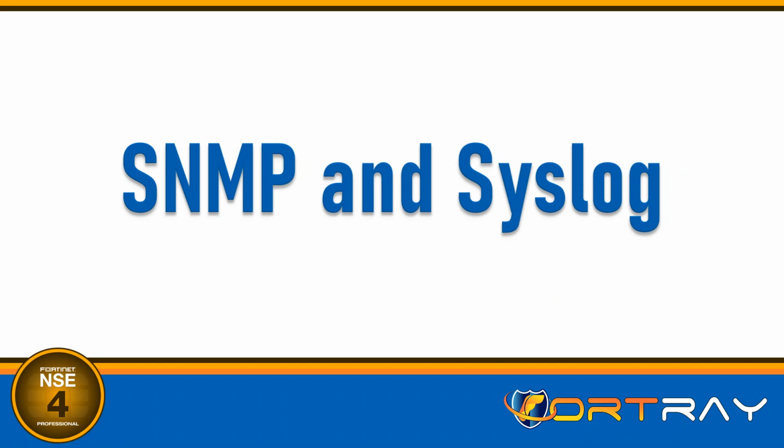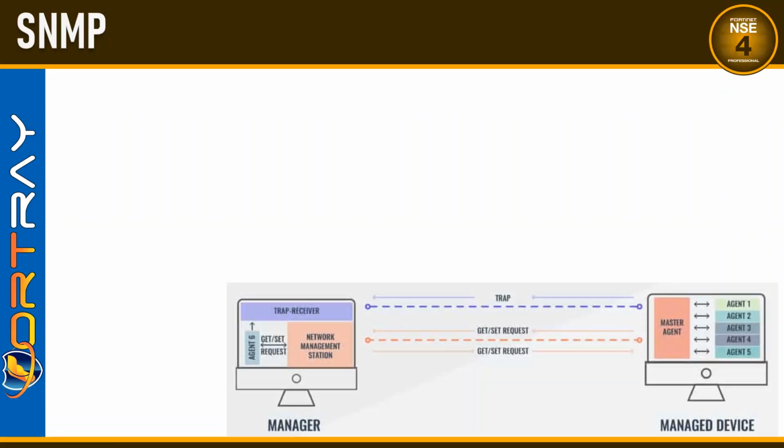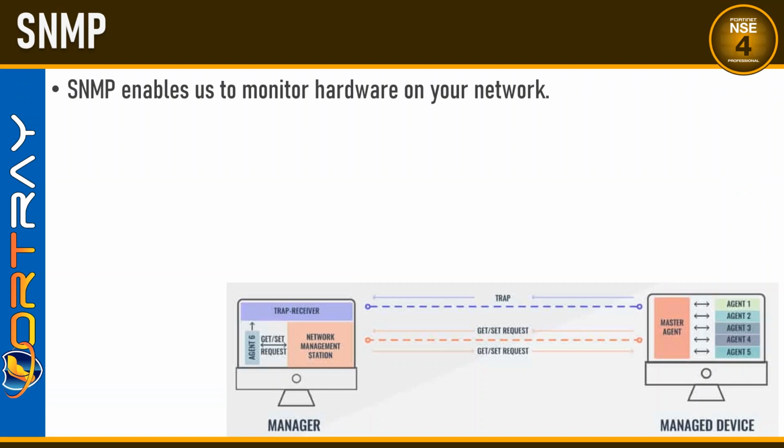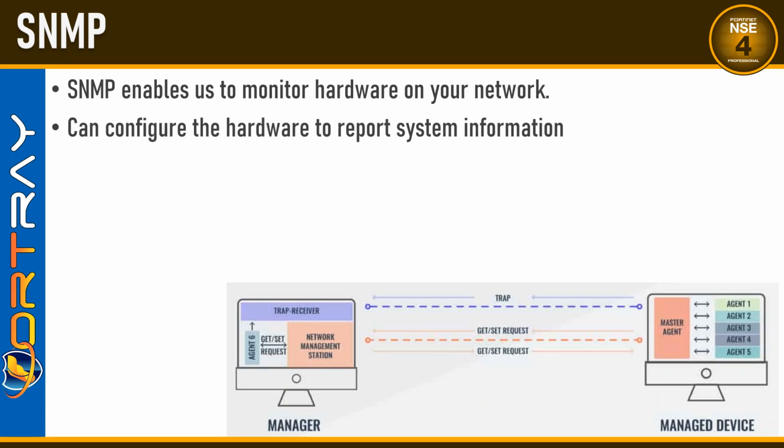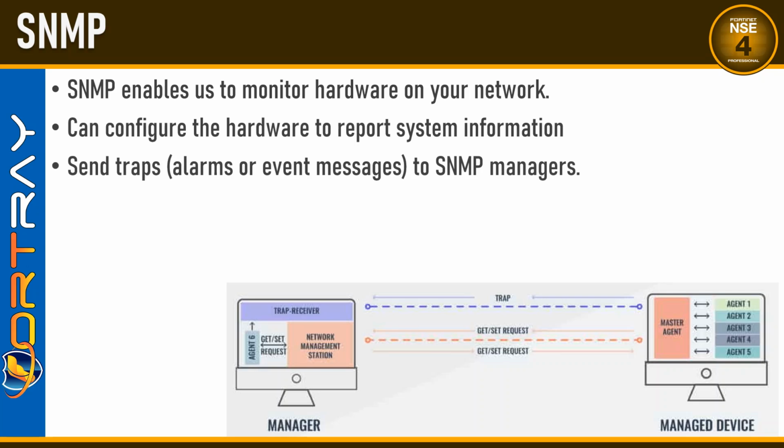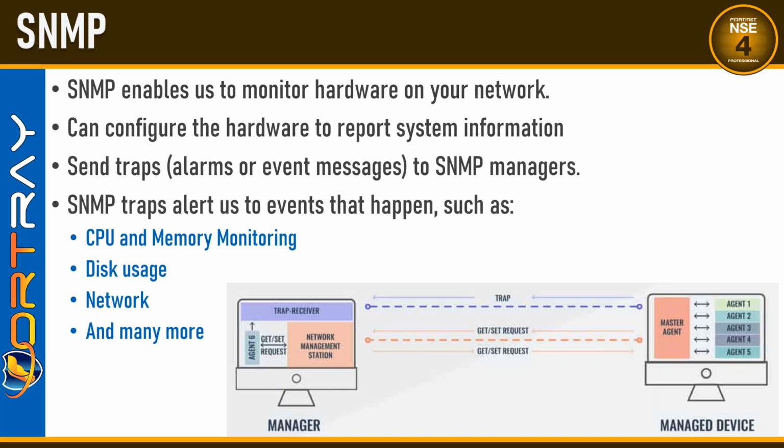SNMP and syslogging, another important topic. We will be looking at how we can configure SNMP on our firewall. SNMP enables us to monitor the hardware and other information from the network. You can configure the hardware to report system information and send traps, alarms, or event messages to the SNMP manager. SNMP traps alert us to an event that happens, such as CPU, memory utilization, disk usage, network, and any other information.